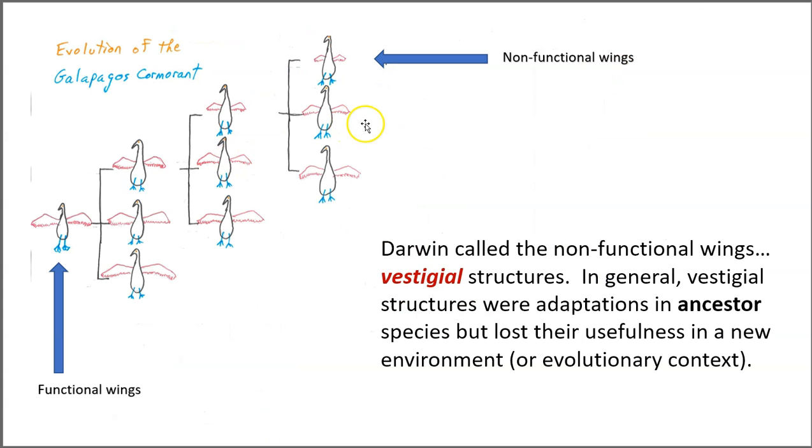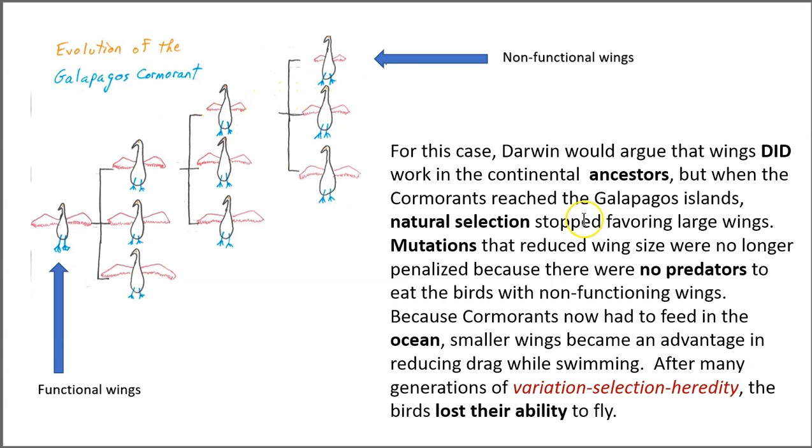Now, Darwin called the non-functional wings vestigial structures. In general, vestigial structures were adaptations in ancestor species, but lost their usefulness in a new environment or evolutionary context. For this case, Darwin would argue that wings did work in the continental ancestors, but when the cormorants reached the Galapagos Islands, natural selection stopped favoring large wings.